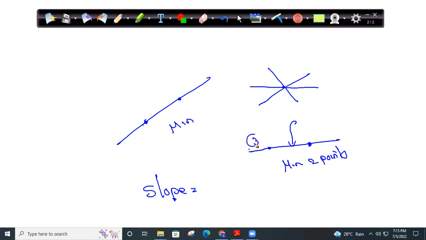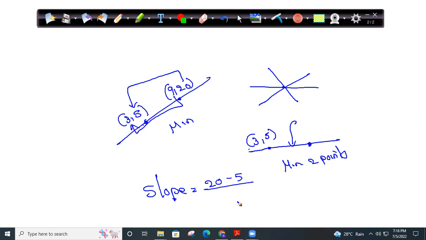Now assume 2 points. Let this point be 3 comma 5. Let the other point be 9 comma 20. So if you need to find the slope, find the difference between the y coordinates, 20 minus 5. Find the difference between the x coordinates, which is 9 minus 3. So 15 by 6, which is 5 by 2, which is 2.5.